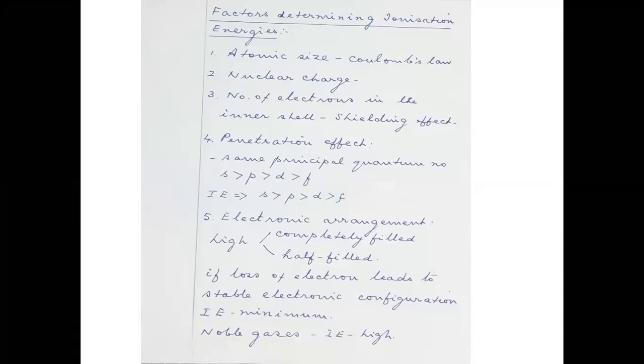So if the loss of electron leads to a stable electronic configuration, that system will have minimum ionization energy. If the loss of electron leads to an unstable electronic configuration, then that system will have the maximum ionization energy. That is why noble gases have very high ionization energies. So these are all the various factors determining the ionization energies.